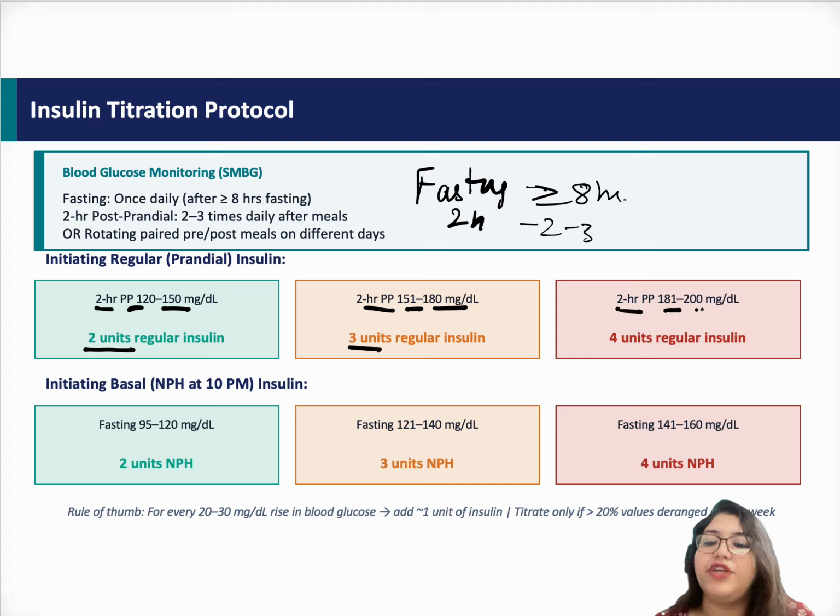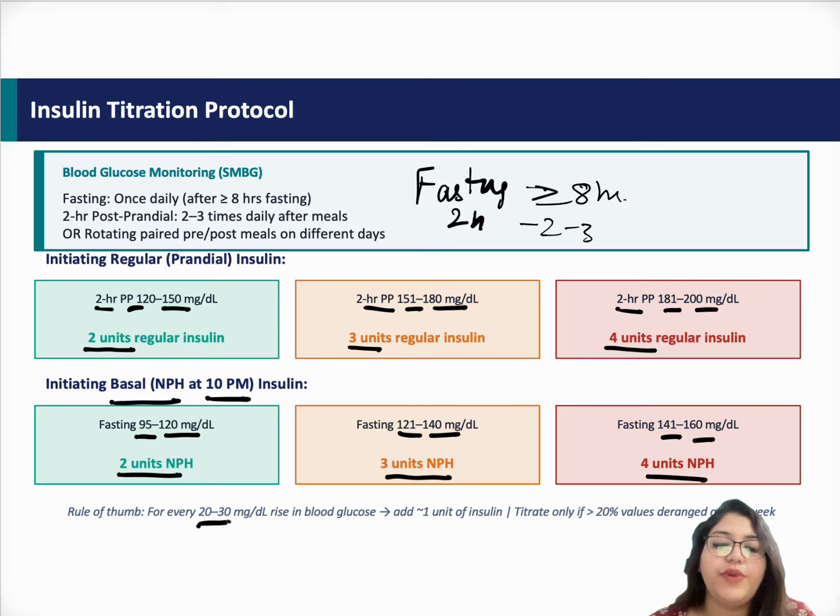2R is 181 to 200, you have to give them 4 units of regular insulin. If you are initiating basal NPH at 10 pm, fasting blood sugar 95 to 120, 2 units NPH. Fasting 121 to 140, 3 units NPH. Fasting 141 to 160, 4 units. Rule of thumb, for every 20 to 30 milligram rise in blood sugar, add 1 unit of insulin. Titrate only if more than 20% of values are deranged after 1 week.